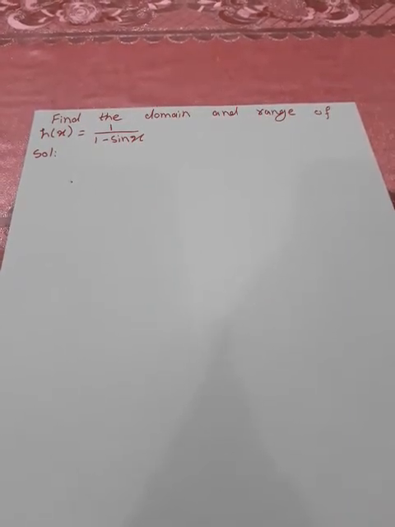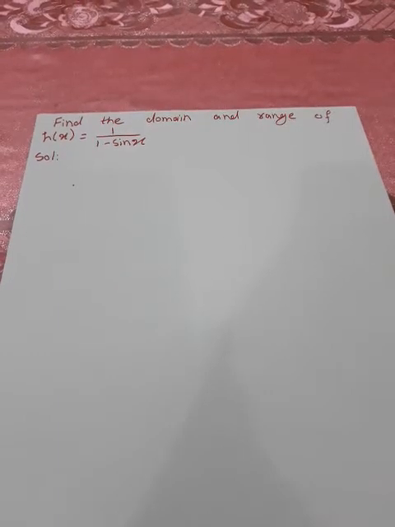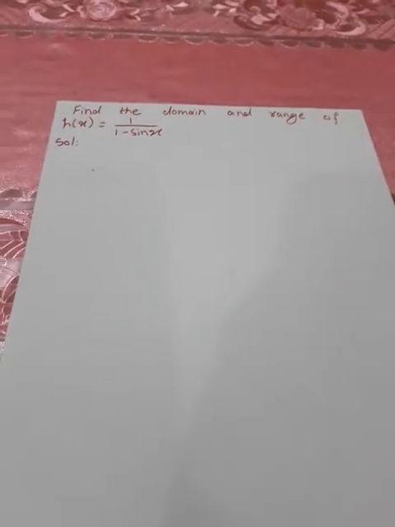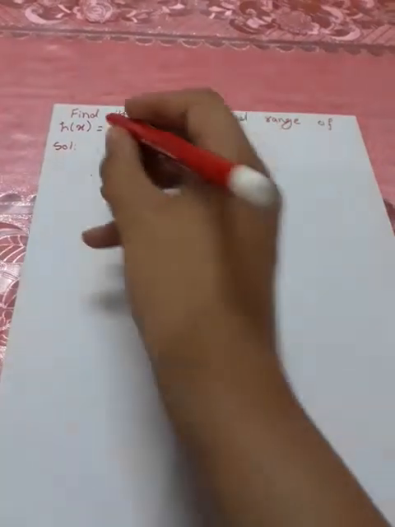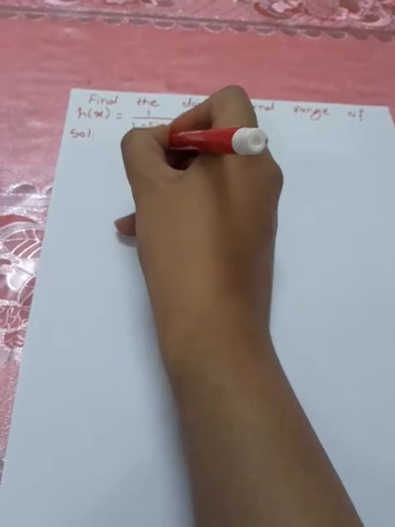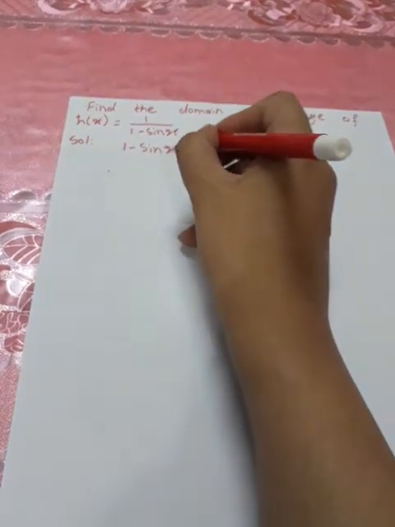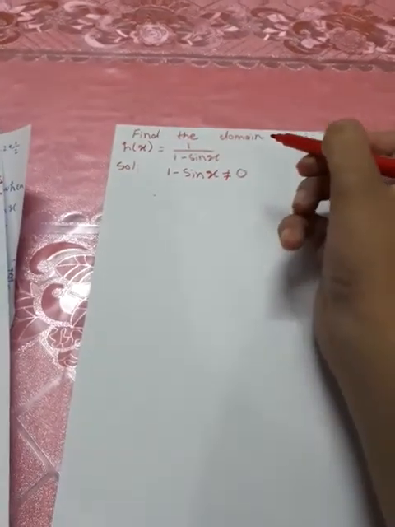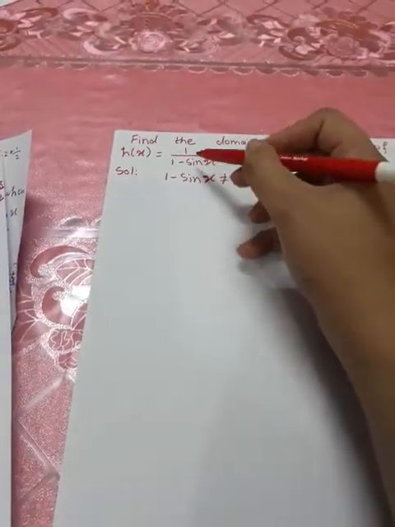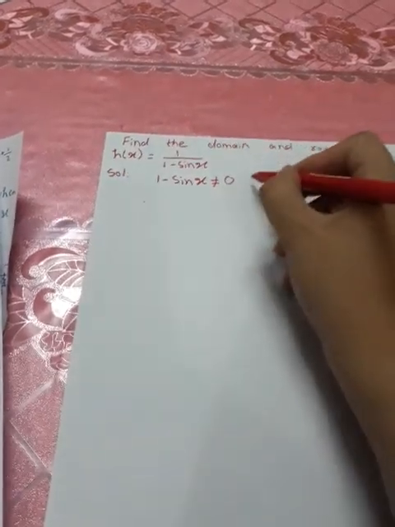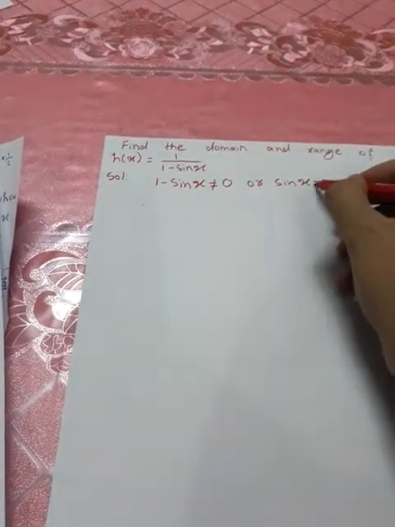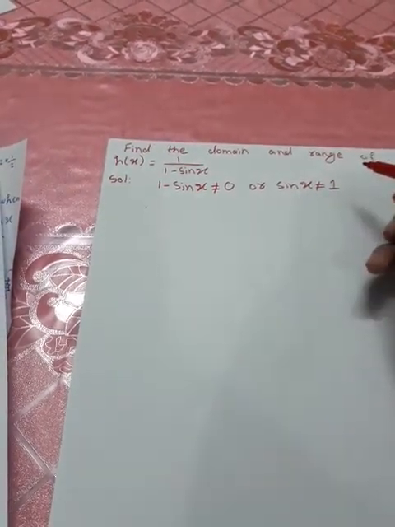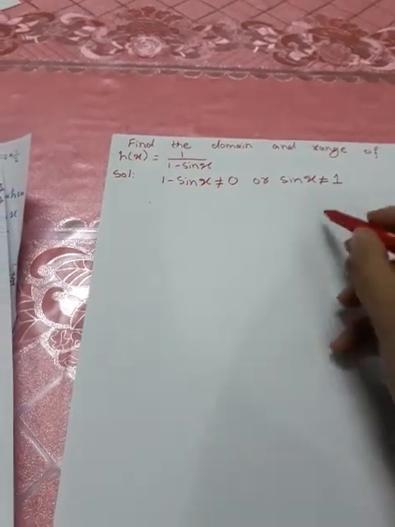Find the domain and range of h of x equal to 1 divided by 1 minus sin x. Here 1 minus sin x is in the denominator, so 1 minus sin x should not be equal to 0. When 1 minus sin x is 0, I have 1 by 0 form, that is infinity, right? So sin x should not be 1. So I have to exclude those values of x for which sin x function gives us 1.